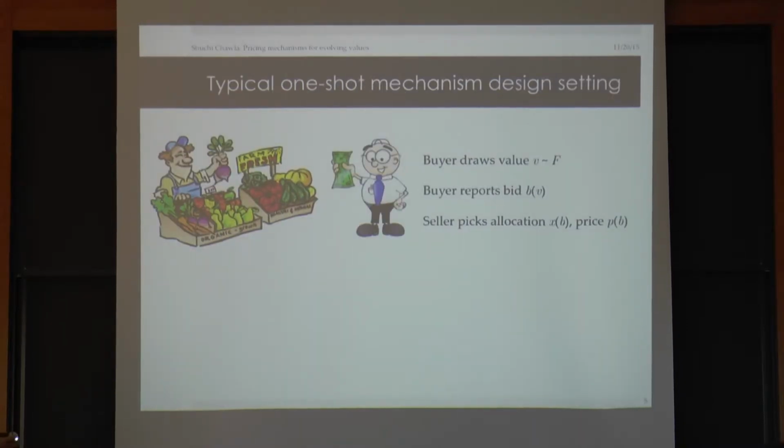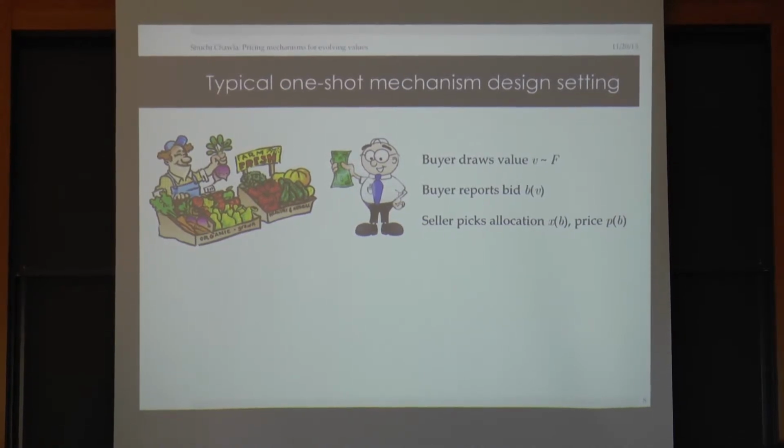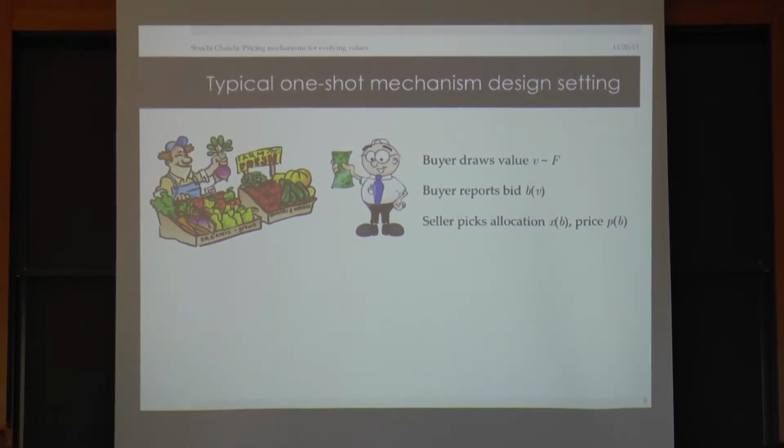So let me describe a very simple one-shot example that we will then extend to a dynamic setting. Here's what I want you to keep in mind. We have a seller selling some item, and we have a buyer interested in this item. Here's how the mechanism would typically play out. The buyer has a value that's drawn from some distribution.